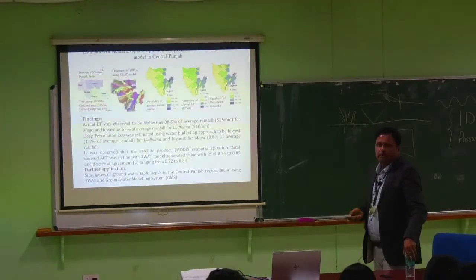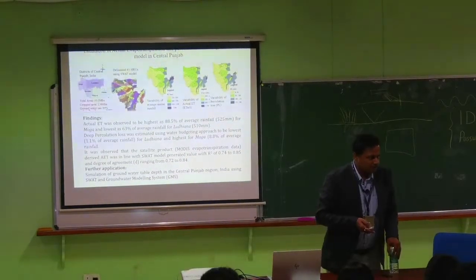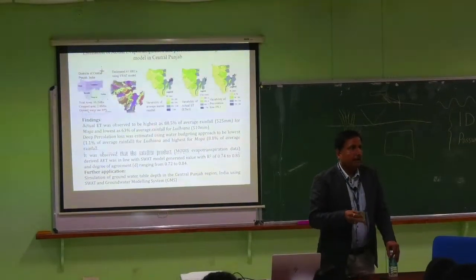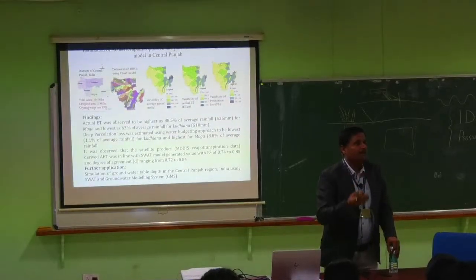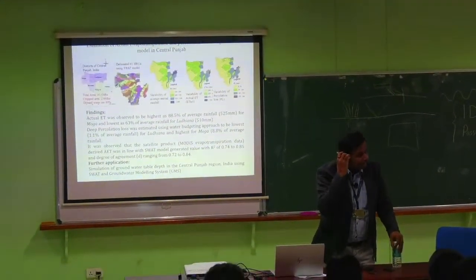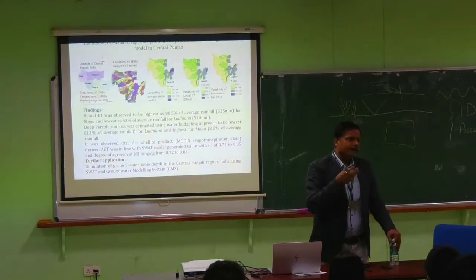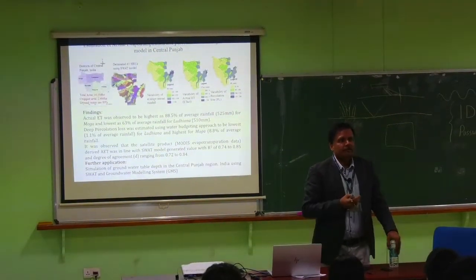This is also one activity. We are able to estimate the actual evapotranspiration. What is evapotranspiration? Evaporation from the bare soil surface, and transpiration from the plant. What is transpiration? The amount of water transpired by the plant to prepare food for its growth, and the amount of water retained by the plant tissues for their metabolic activities.